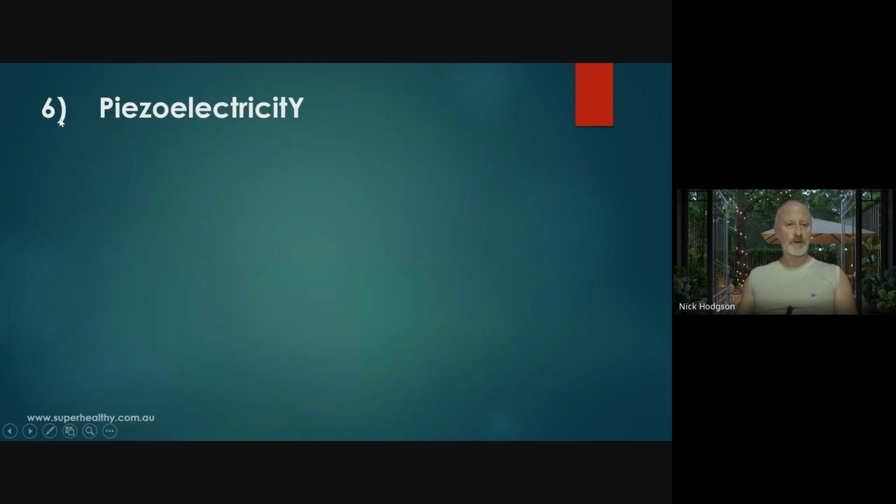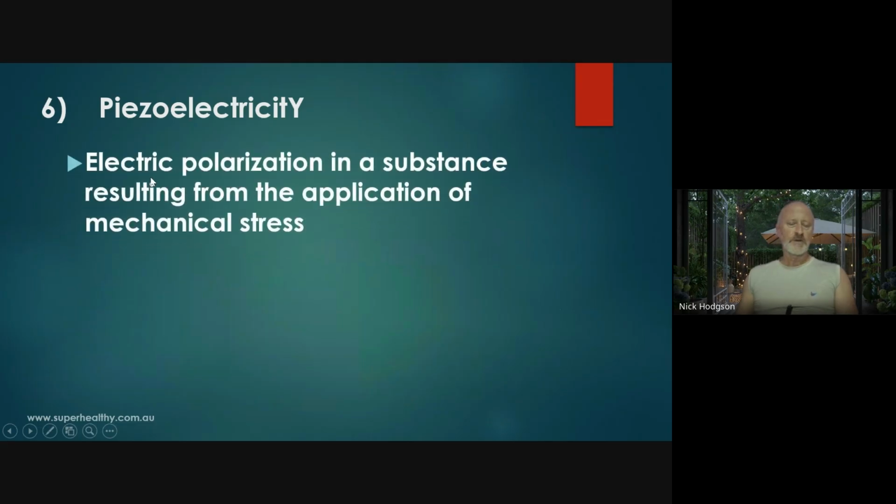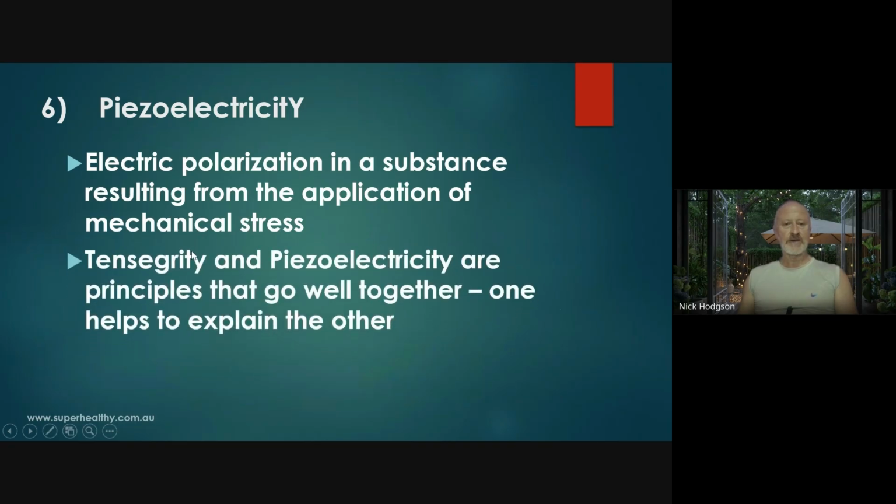And the final point, piezoelectricity. So the electric polarization in a substance resulting from the application of mechanical stress. So the relationship between matter and energy, basically. Tensegrity and piezoelectricity are principles that go well together. One tends to help explain the other and works interactively with each other.